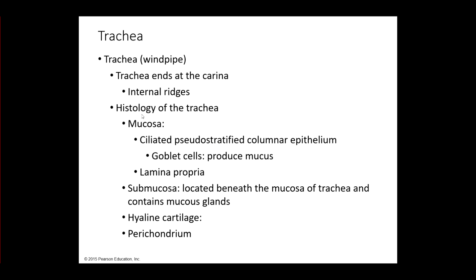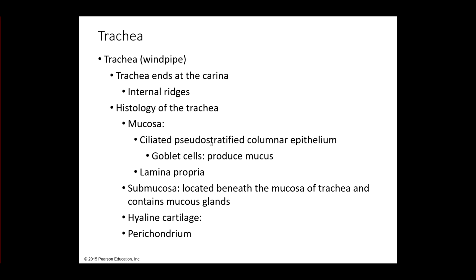Okay, now that we know the structure of the trachea, let's take a look at the histology. So the trachea is lined by a couple layers of histological tissue. The innermost lining is known as the mucosa. So we know that a mucosa always has a layer of epithelial cells and then right underneath it some areolar connective tissue called the lamina propria. So the epithelial cells that make up the mucosa are ciliated pseudostratified columnar epithelium.